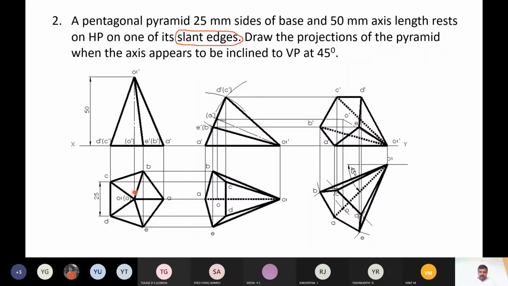So here is the solution. I named it as A, B, C, D, E, and I named the axis as O, O1. Now, which are the base edges of this pentagonal pyramid?